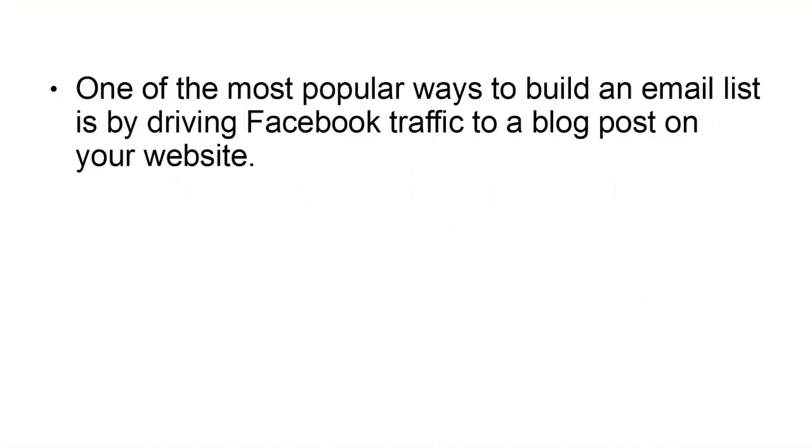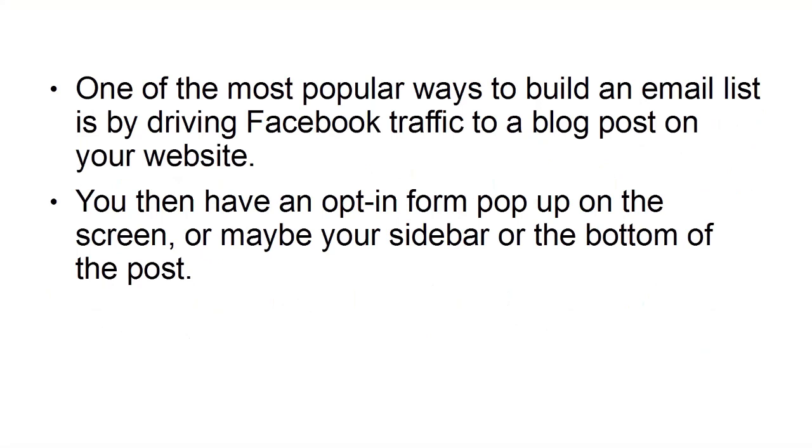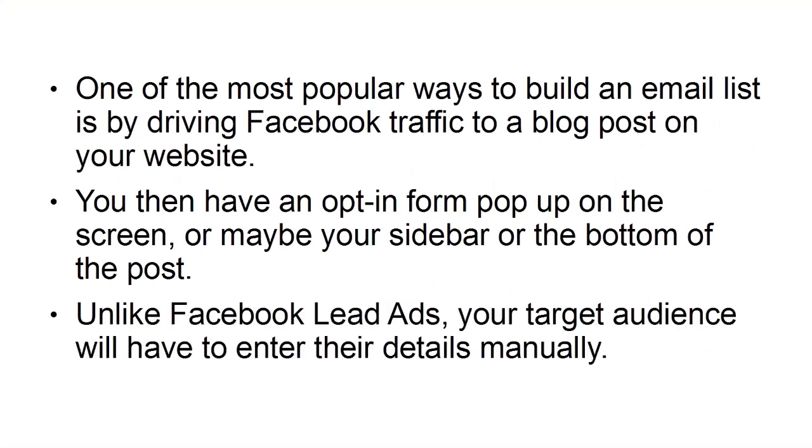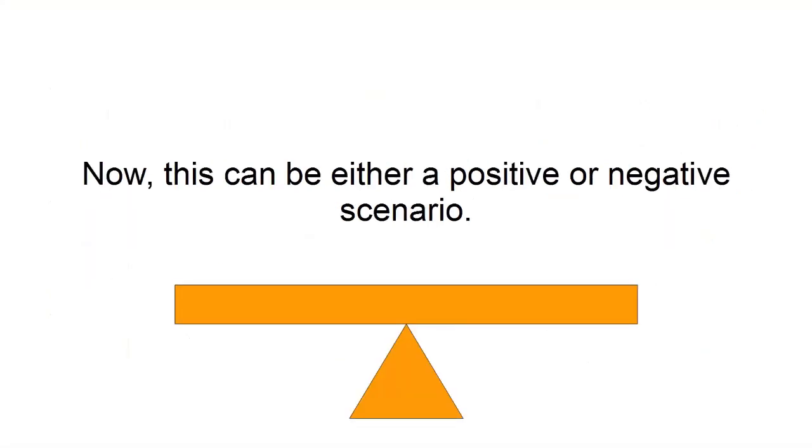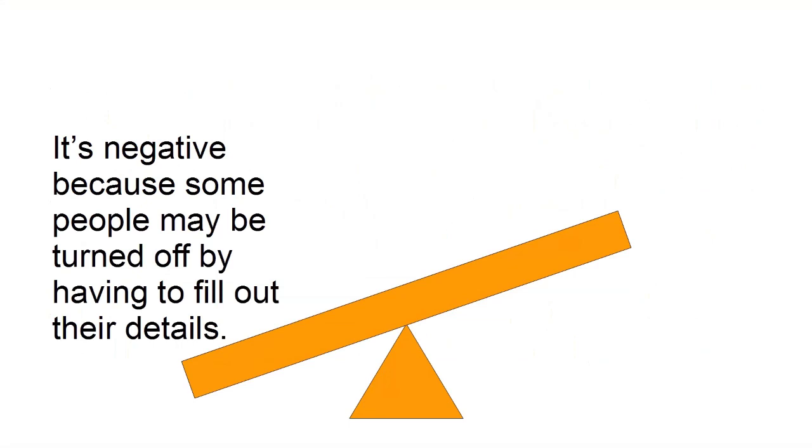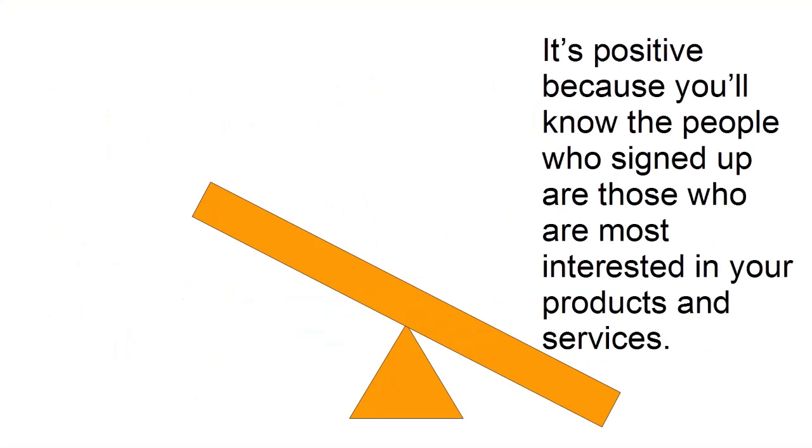Boost your web content or blog post. One of the most popular ways to build an email list is by driving Facebook traffic to a blog post on your website. You then have an opt-in form pop up on the screen, or maybe your sidebar or the bottom of the post. Unlike Facebook lead ads, your target audience will have to enter their details manually. Now, this can be either a positive or negative scenario. It's negative because some people may be turned off by having to fill out their details. On the other hand, it's positive because you'll know the people who signed up are those who are most interested in your products and services.